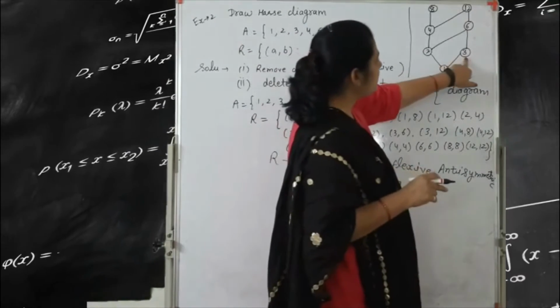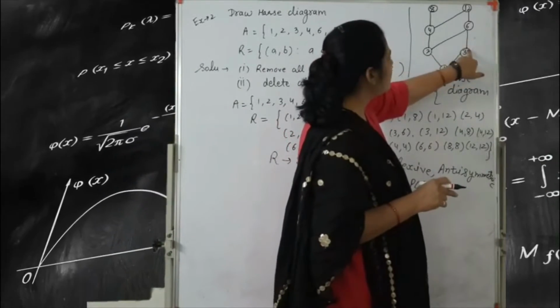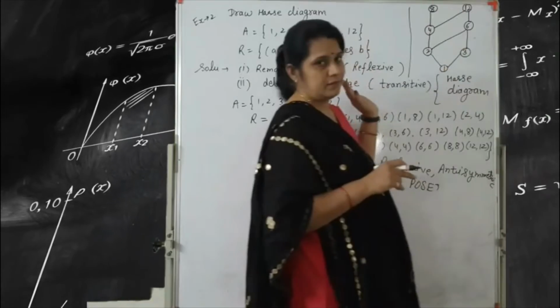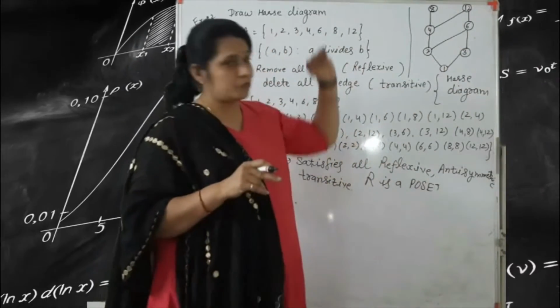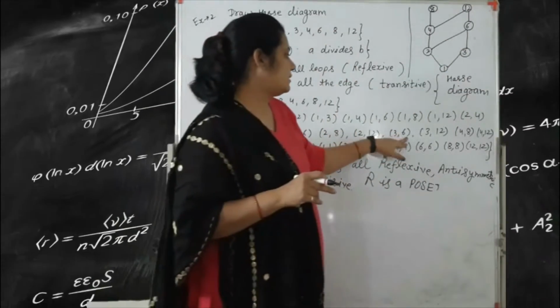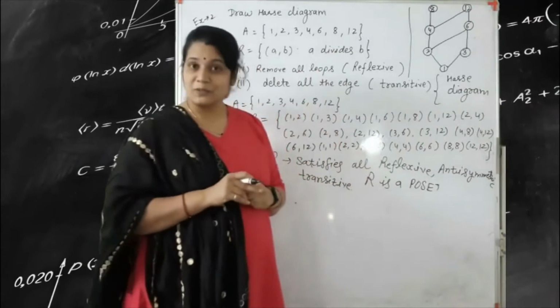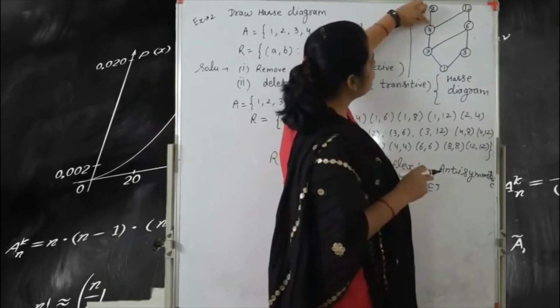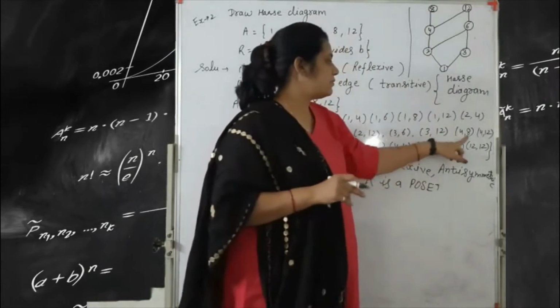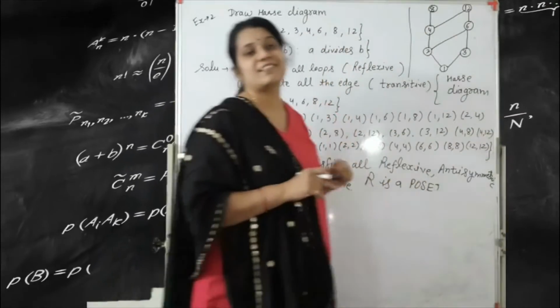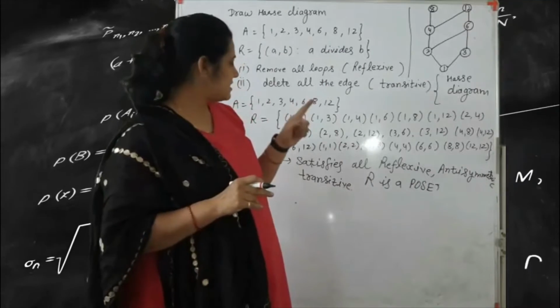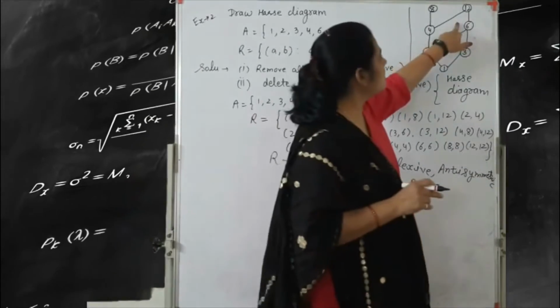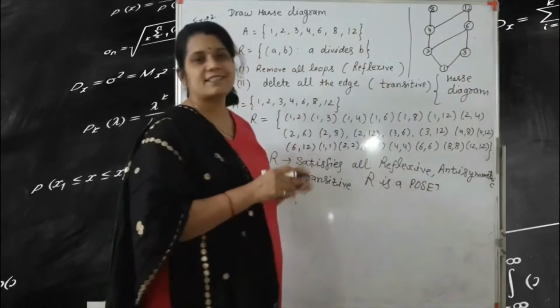Okay, next is 3. So 3 related to 6 and 3 related to 12. Okay, because this is the bottom to top. So 3 related to 6 and 3 related to 12. Got it? Next is 4. So 4 related to 8 and 4 related to 12. So we write here 4 related to 8 and 4 related to 12. Got it? Next is 6. So 6 related only to 12. So we write here 6 related to 12.